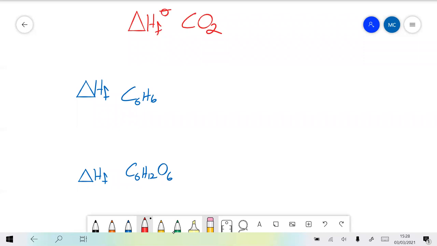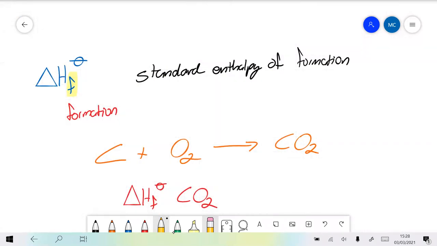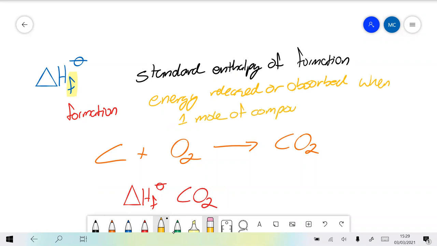C6H6 is made up of carbon and hydrogen. So it's carbon plus hydrogen to give C6H6. But in this instance, we will require 6 carbon atoms and 3 hydrogen molecules. So that would be the enthalpy of formation of benzene. Write it from the elements. Remember, it's going to be the energy released or absorbed when one mole of compound is formed from its elements.